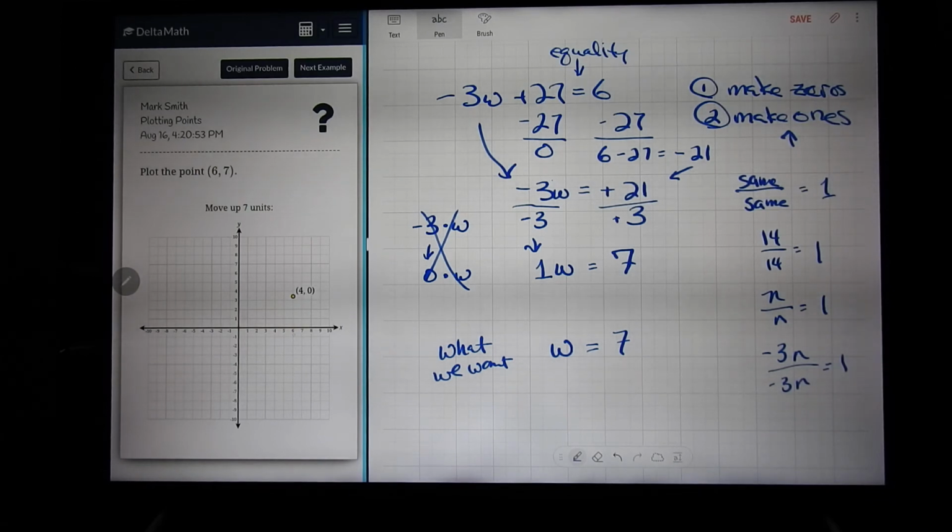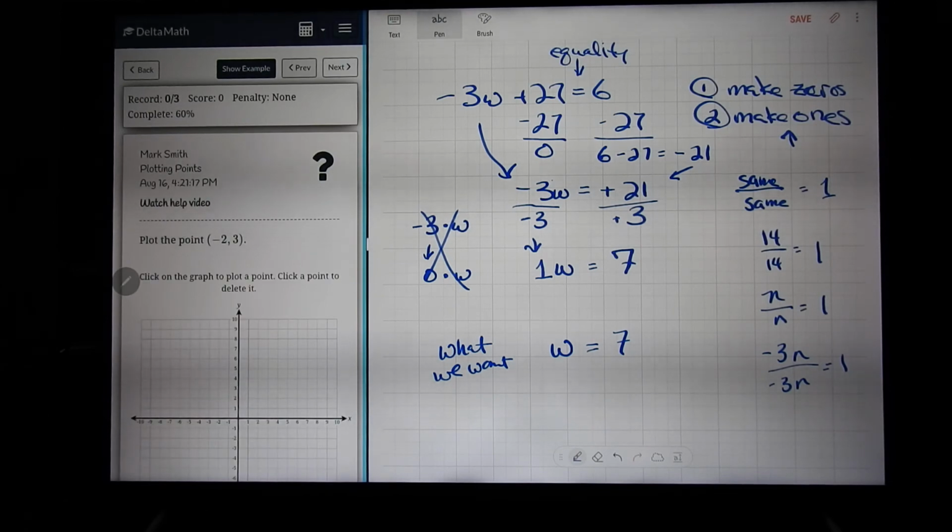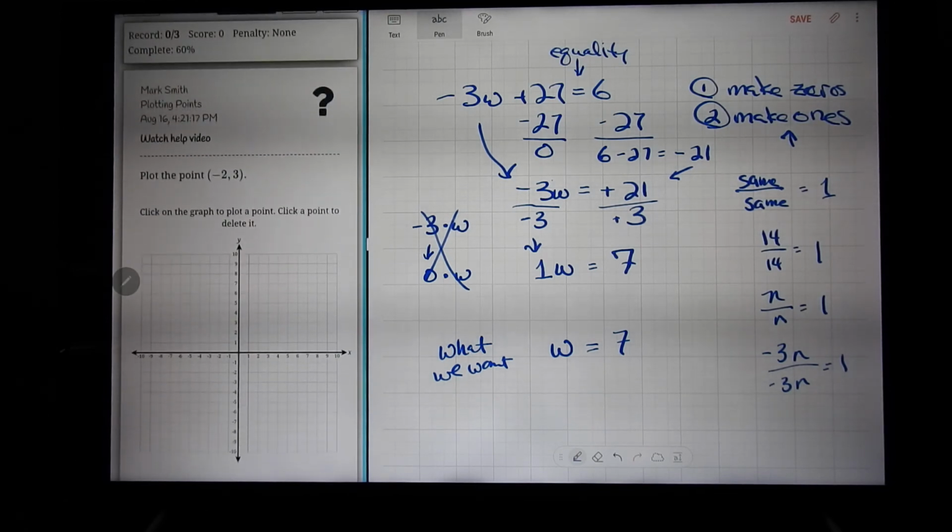And I don't know why it says 4. And I go to 7. Okay? All right. Let's go to the original problem. If you want more examples, it'll give you more examples. All right, plot the point -2, 3.